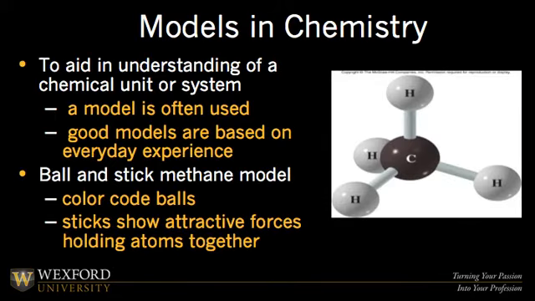Now, if we look at the use of models in chemistry, we see that they can aid in the understanding of the chemical unit or system. Again, a model is often used for this understanding, and good models are based on everyday experience. To the right, you'll see a picture of the ball and stick methane model, where the color code for the balls and sticks shows the attractive forces holding the atoms together.